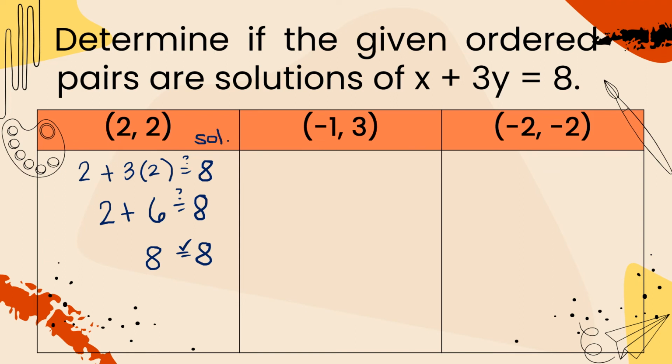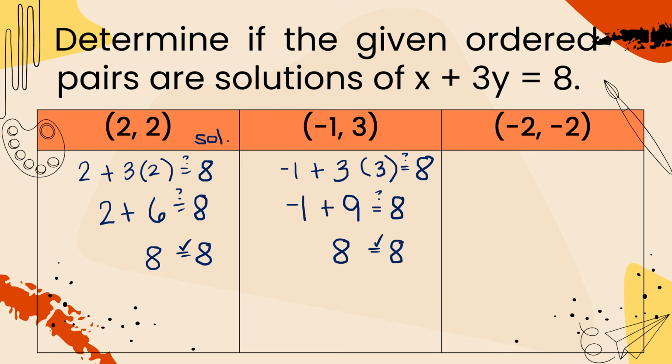How about negative 1, 3? So again, we substitute the values of the x-coordinate and y-coordinate. So we have negative 1 plus 3y. So that will give us 3 times 3. Is that equivalent to 8? So we copy negative 1. 3 times 3 will give us 9. And then we check if it is equivalent to 8. Negative 1 plus 9, that is 8, is equal to 8. So therefore, negative 1, 3 is also a solution.